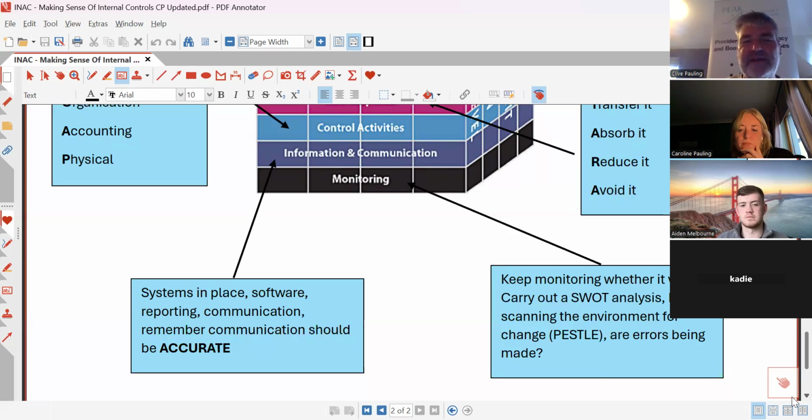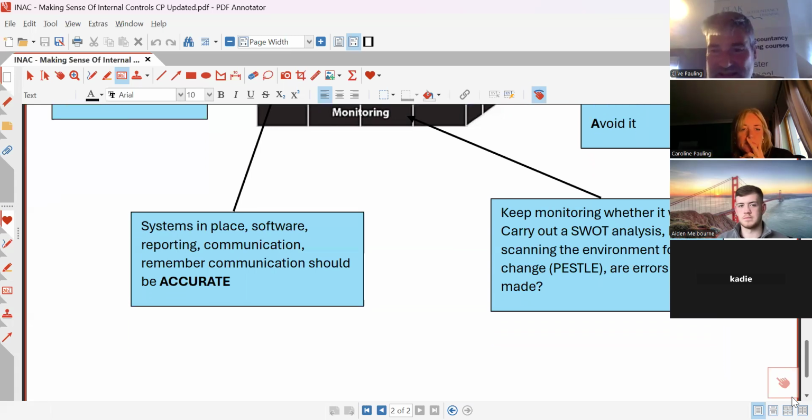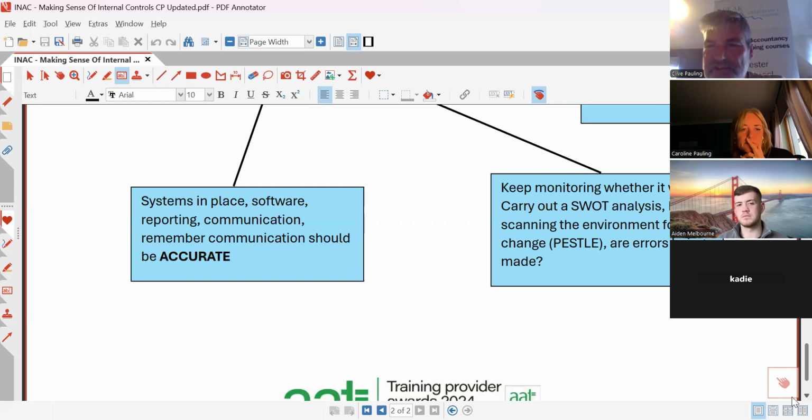If we're thinking about information and communication, remember it should be accurate. What does accurate help us to spell out? Okay, well, A, no prizes for guessing what the A stands for. Information we provide should be accurate. Well, it should be accurate enough at the end of the day. Management accounting information doesn't have to be right to the penny. It just has to be reasonable to get a good decision out of it. So information needs to be accurate.